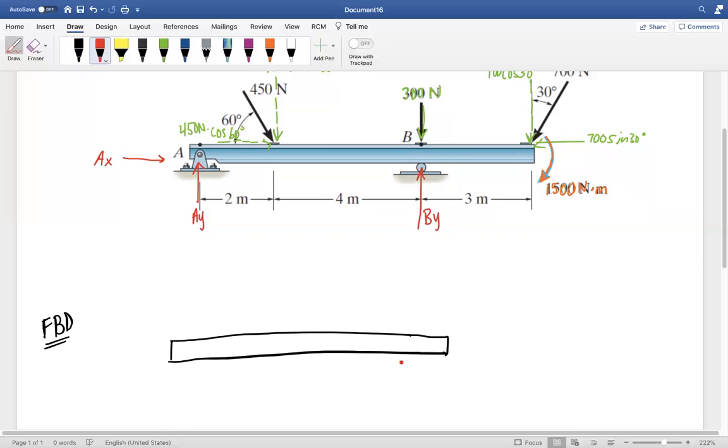So this is our body, right? We're not going to draw the pin. We're not going to draw the roller because it's freed now. So here's our body. This is AY. This is AX. And then here is BY.